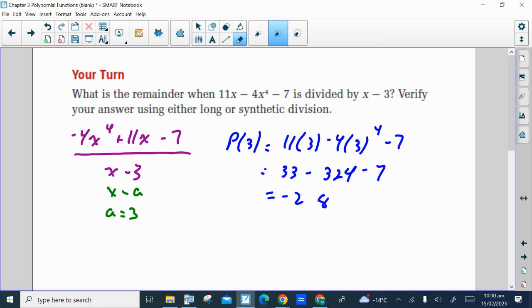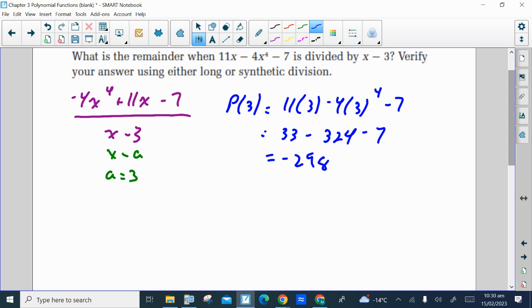Again, this would be the remainder when we divide. So that tells us then that x minus 3 will not be a factor of p of x. In order for a binomial to be a factor, the remainder has to be 0. But just to make sure, we'll check that with synthetic division.